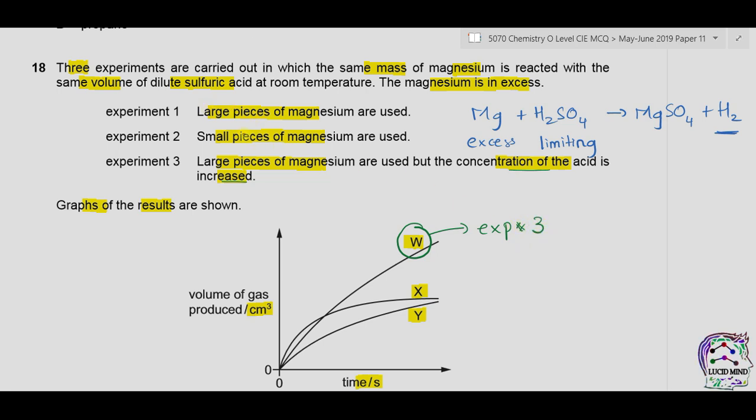In experiments 1 and 2, the same volume of dilute sulfuric acid at room temperature was used. So it means the same volume of hydrogen gas is produced in both.